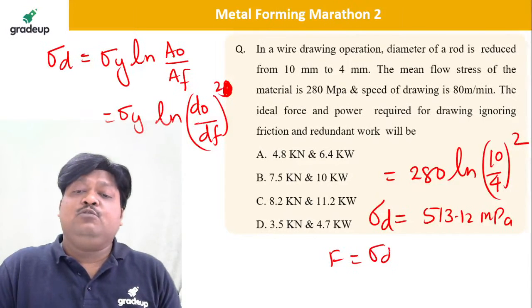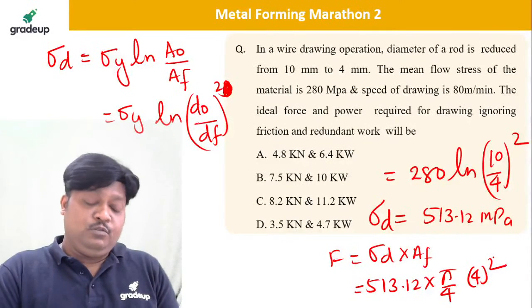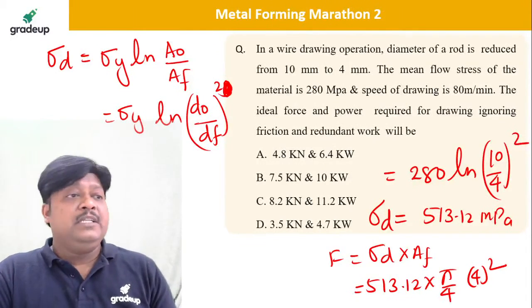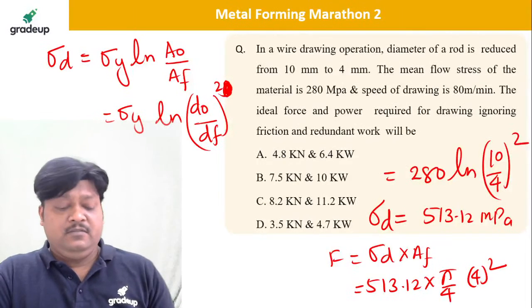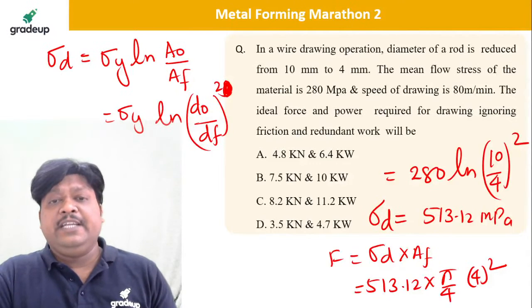And force will be how much? Sigma D into final area. So sigma D 513.12 into pi by 4, D final is 4 squared, into 0.25 pi into 60. So please tell me whether it is correct or wrong. Is that okay?